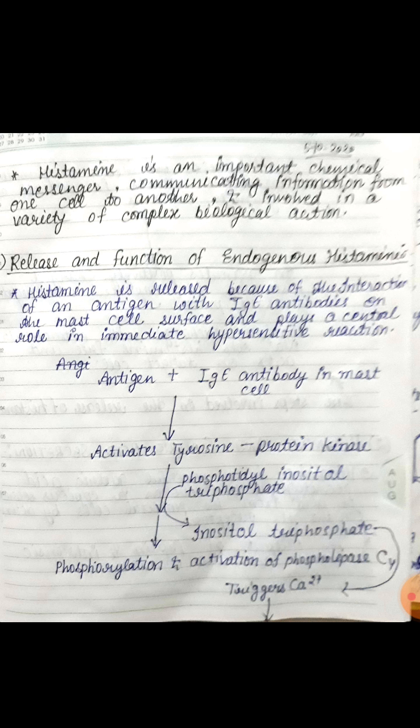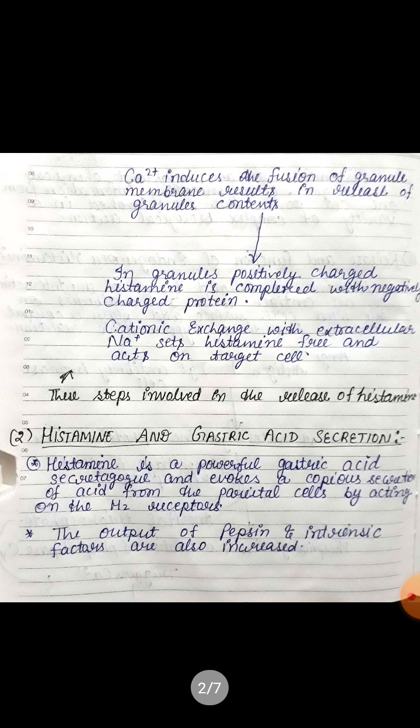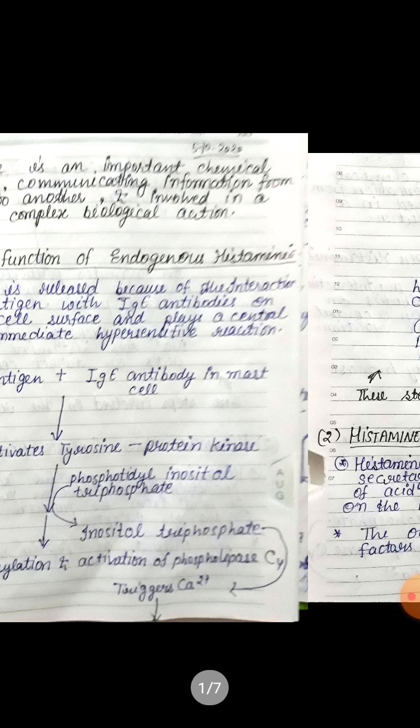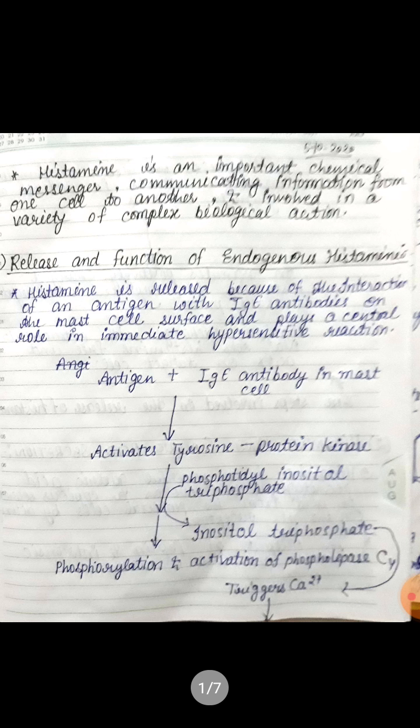After the reaction, it activates tyrosine protein kinase, and phosphatidylinositol triphosphate makes inositol triphosphate, which brings about the phosphorylation reaction and activation of phospholipase C, and after the inositol triphosphate it triggers calcium ions.